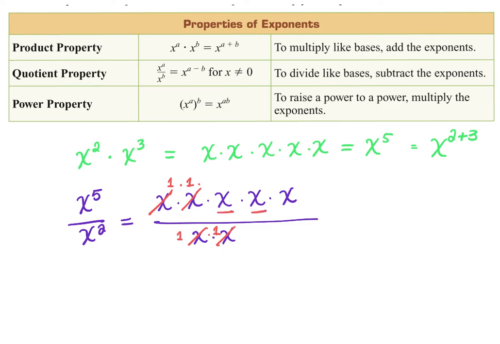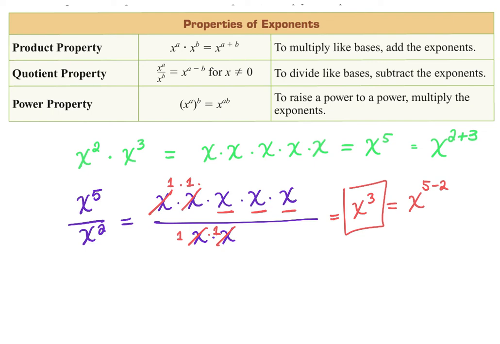Well, I have 3 x's left over, don't I? I've canceled out 2 of them. x cubed. My property says that if I had just done 5 minus 2, I would get my answer of x cubed. And you see that it works. It works because of expansion. That is your quotient property.